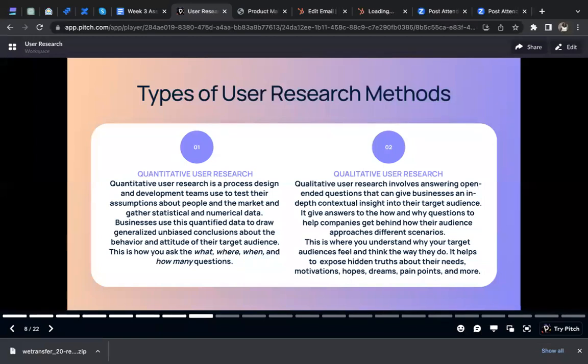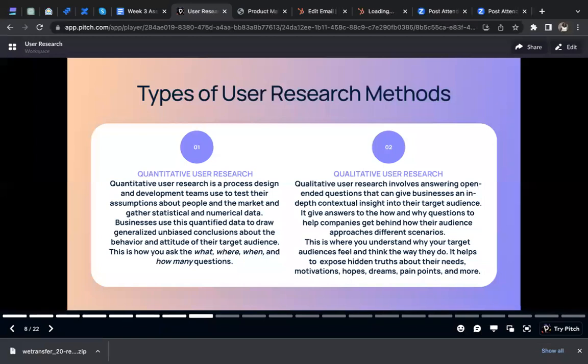Now, quantitative user research is what product design and development teams use to test their assumptions about people and the market. They gather statistical and numerical data. Like the word itself implies, quantitative, you want to quantify using statistical and numerical data. Businesses use this quantified data to draw generalized, unbiased conclusions about the behavior and the attitude of their target audience.